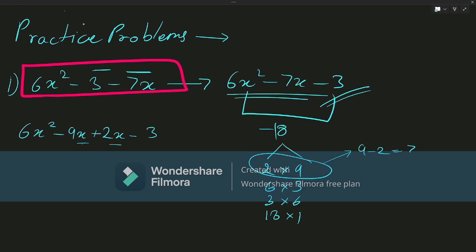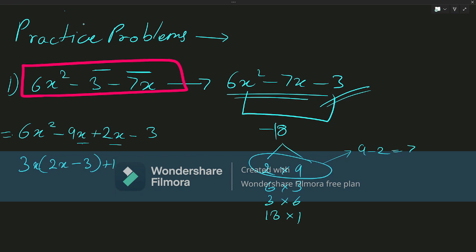Now, what are we going to get common from these two? Okay, first we need to find the common. So 3 twos are 6 and 3 nines are 9. So let's take 3x common, then 2x minus 3. That's a common. And in this case, 2x minus 3, actually that's the same number that we're looking for.